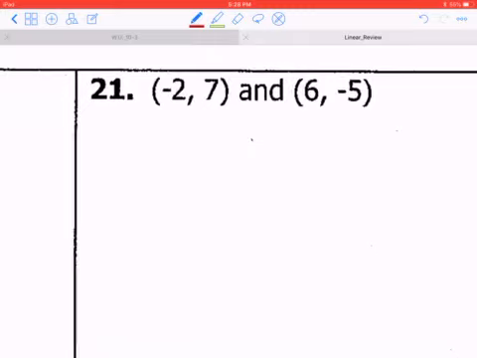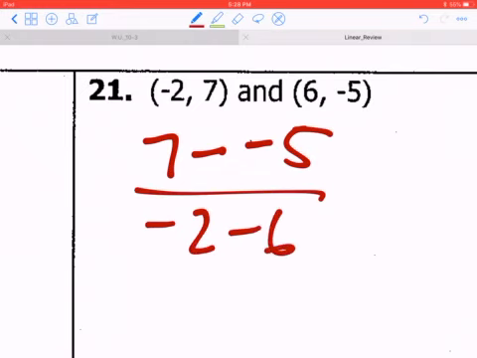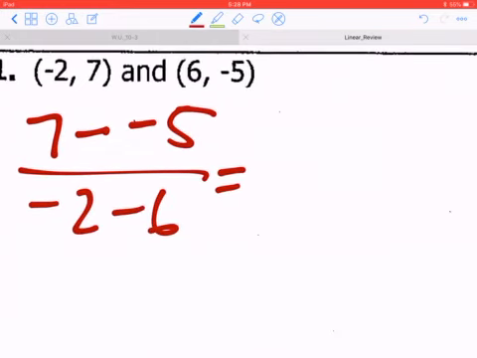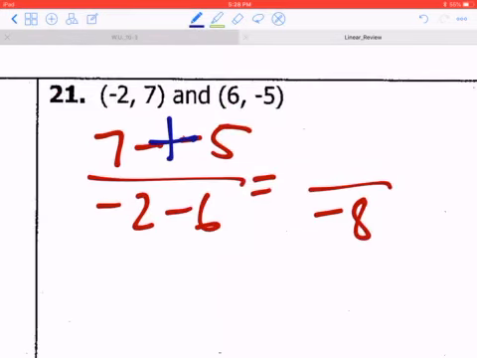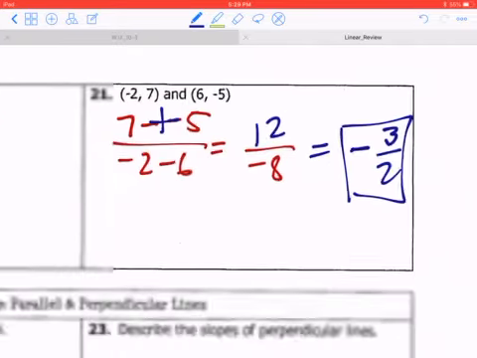Number 21, 7 minus negative 5 over negative 2 minus 6. The bottom, negative 2 minus 6 is negative 8. And on top again, negative negative is positive, so we have 7 plus 5 is 12. So we have a negative and a positive, so our answer is going to be negative. And then we can reduce 12 and 8 by 4, so that's 3 over 2. So negative 3 over 2 is our slope.